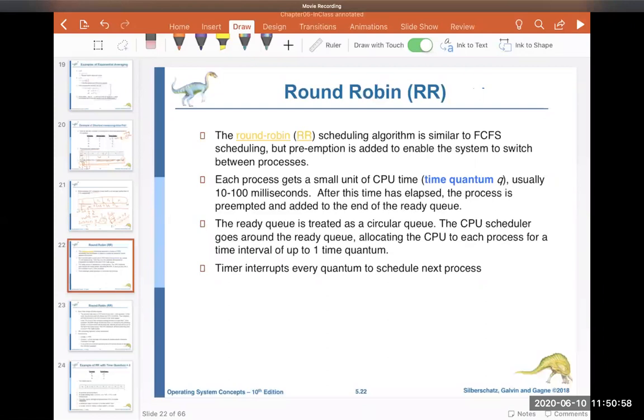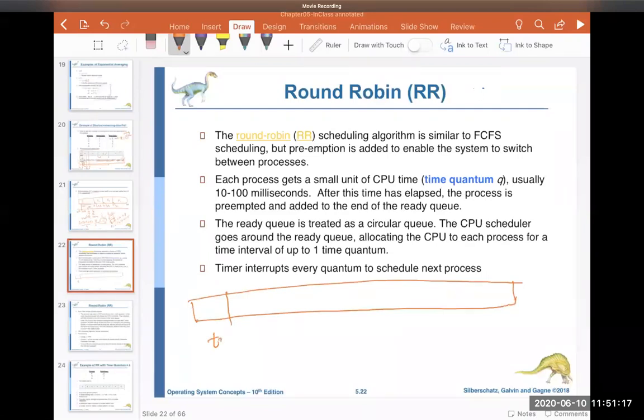robin, a time slice is given to each and every process rather than just allocating one process to the CPU. So what happens is, we assign a time quantum, let us say t, and after each time quantum of t milliseconds, the context switching would happen.